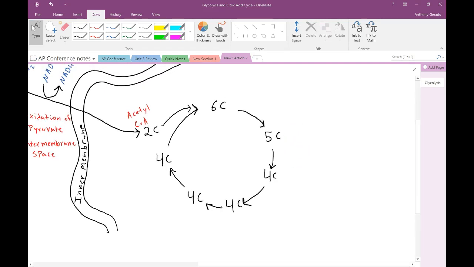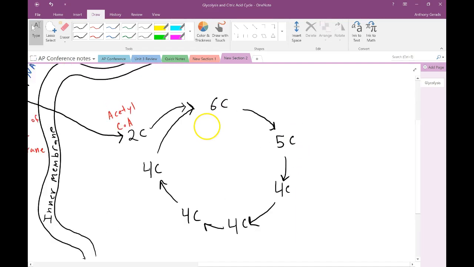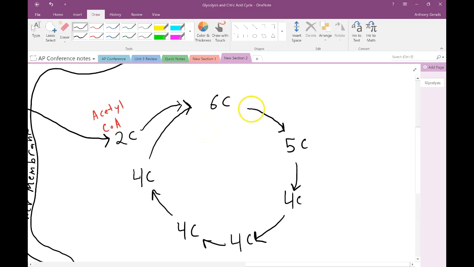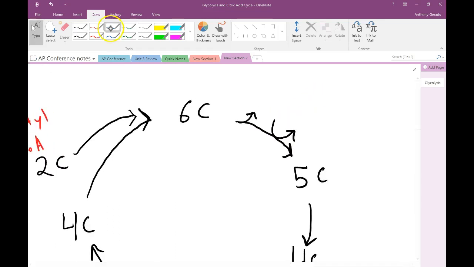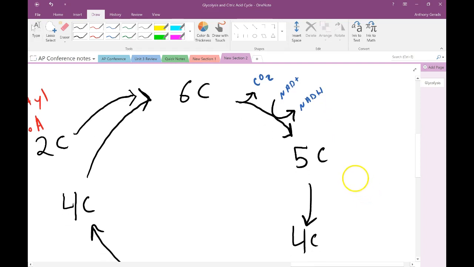You can probably guess what happens for these first 2. It goes 6 carbon to 5 carbon, meaning something has to be given off. What do you think that carbon gets given off as? Carbon dioxide. So right here, carbon dioxide. And remember, anytime carbon dioxide gets given off, what else gets given off? NAD plus comes in, NADH comes off. Okay?